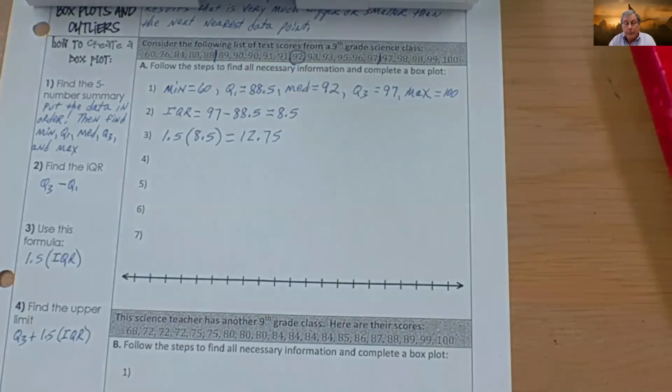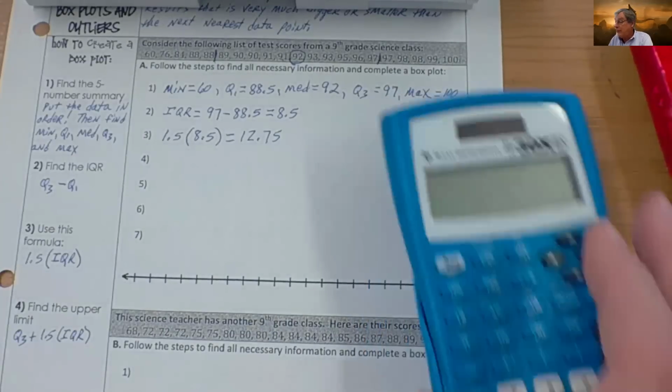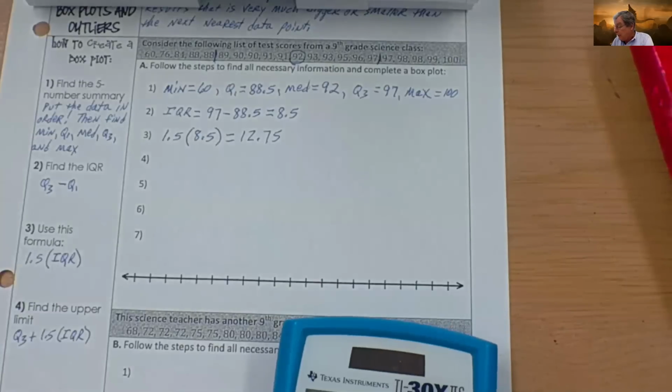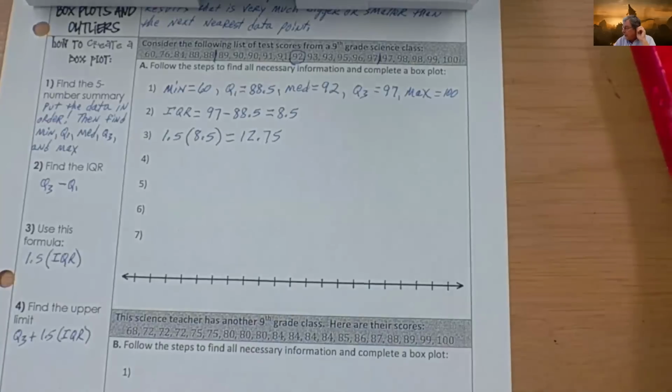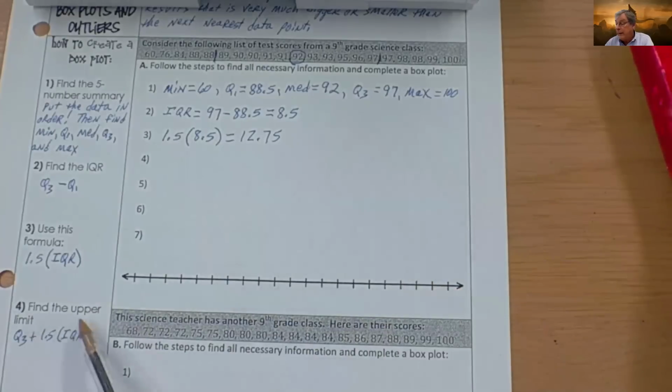Let's see, I'm going to pause this for a minute and grab the calculator. Some of you will have calculators like this, and hopefully we know how to use them. 1.5 times 8.5, and it comes out to be 12.75, just like we already knew. So, brings us to step 4. Step 4, find the upper limit.